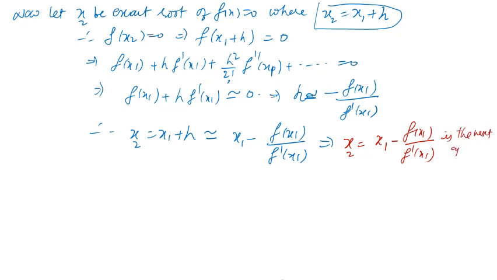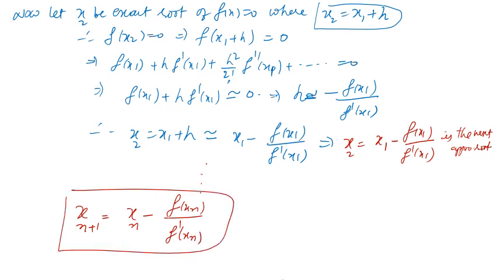So in general, if we proceed in this manner, I am getting x n plus 1 equal to x n minus f of x n by f dash of x n. This is the Newton Raphson method iterative formula. Is that clear? I think the derivation is clear. The previous one was simple, using a first degree equation, and the alternate way is by using Taylor series expansion.